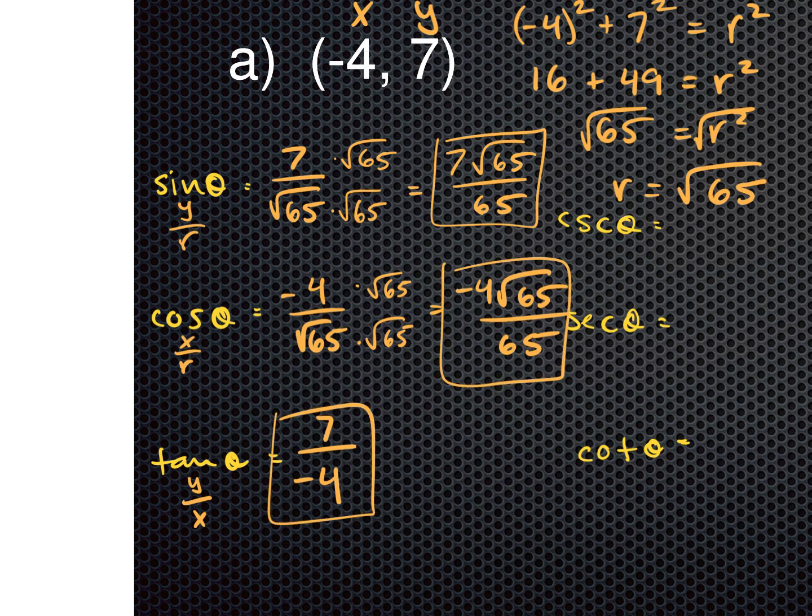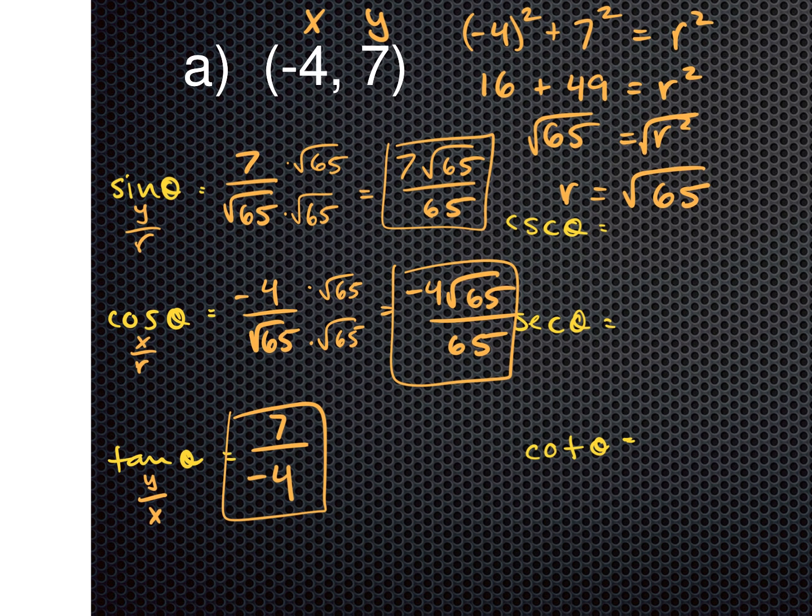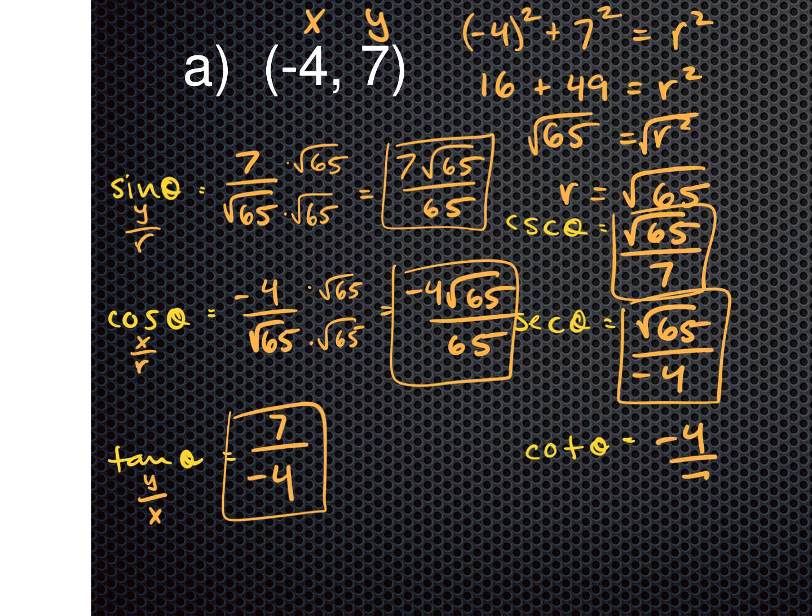Let's find our reciprocal functions now. So for cosecant, I'm going to flip the sine, but before I rationalize. That way I don't have to rationalize again. So we'd get square root 65 over 7. Secant, we flip cosine, but before we rationalize, so square root 65 over negative 4. And cotangent, we flip tangent, so negative 4 over 7.